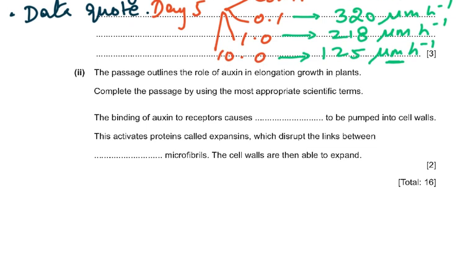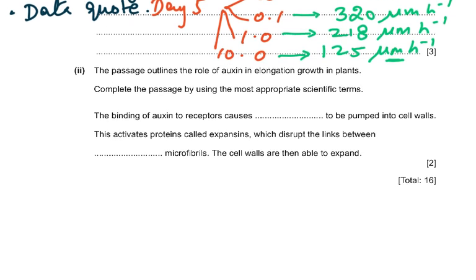Then coming to the next part of the question, part 2: the passage outlines the role of auxin in elongation growth in plants. Complete the passage by using the most appropriate scientific terms. The binding of auxin to the receptor causes blank to be pumped. What is pumped out? Protons. So protons, or you could have said H positive ions, right? Protons are pumped into the cell walls.